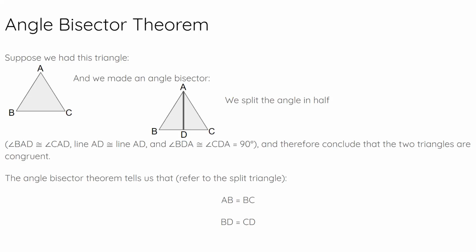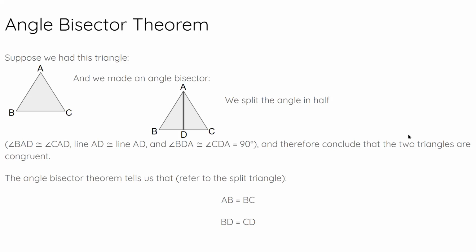Another thing about angle bisectors is that if they're perpendicular to the side they intersect, they form right angles. We know that line BC is 180 degrees, and if it's perpendicular, then each of these angles, angle BDA and angle CDA, has to be 90 degrees. They have to be right angles. And therefore, we can conclude that the two triangles are congruent using angle, side, angle.